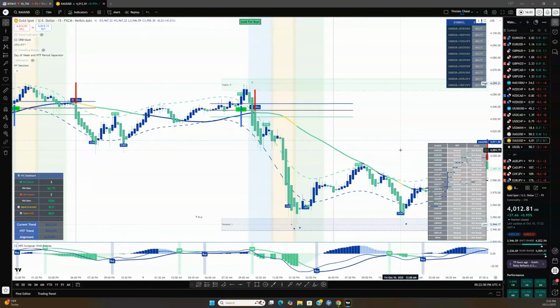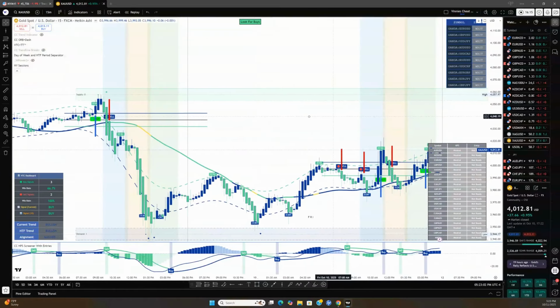Okay, the CC ORB is dangerous, guys. You can compound big accounts using this indicator. Okay, and you all have access to it if you have the system.